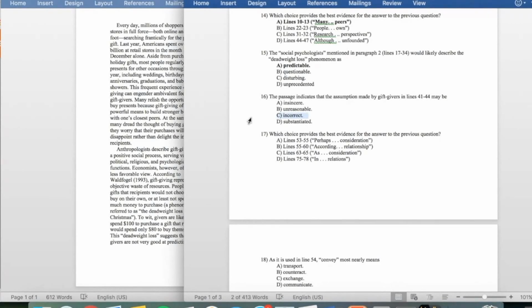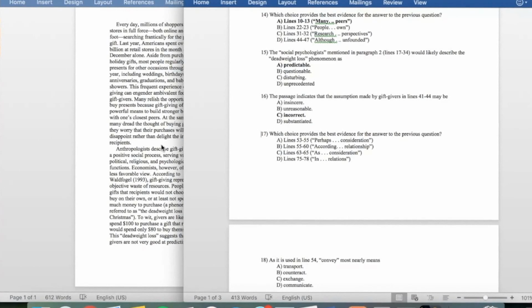And that will align with what we're going to put as the answer here. C, incorrect, is what we're going to put. A, insincere, isn't talked about here. D, substantiated, means correct, the exact opposite of incorrect. And B, unreasonable, might seem like a good answer. It often does go with incorrect. These two answers might go together, but in fact, there's really no evidence to suggest it's unreasonable. In fact, many people make the assumption. It's very widespread, so it might be a very reasonable assumption. So C, incorrect, but let's take a look at the evidence in 17.